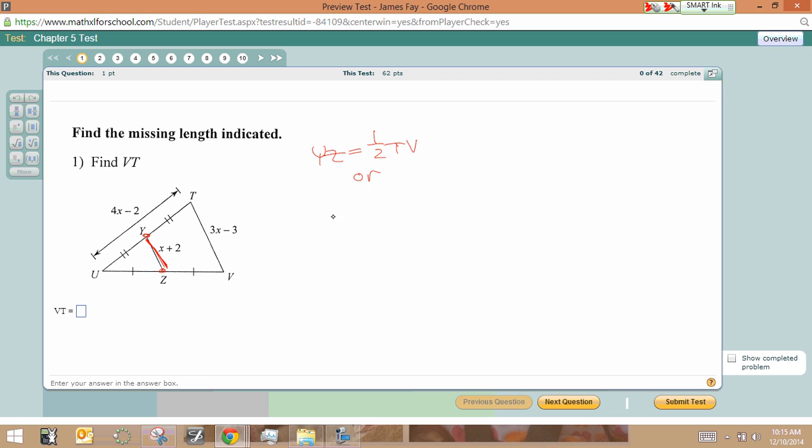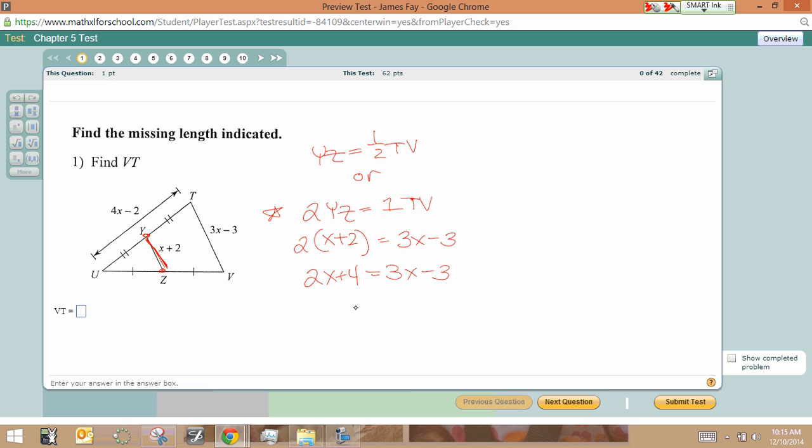Or we can think 2 YZs could equal 1 TV. If I multiply this by 2, I would get this equation here. I like using this one. Most people like this one because you're avoiding fractions. So I'm going to say 2 YZs, so 2x plus 2's should equal 1 TV, which is 3x minus 3. So we get 2x plus 4 equals 3x minus 3.